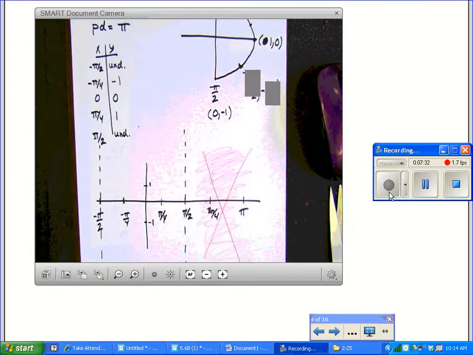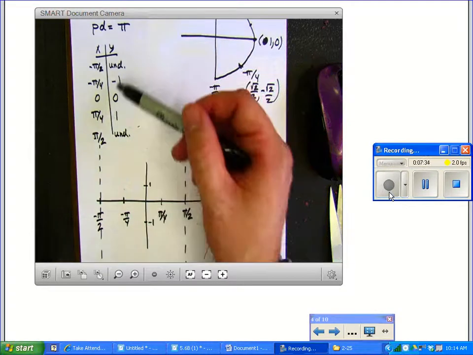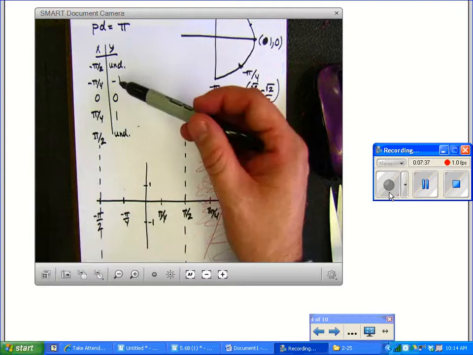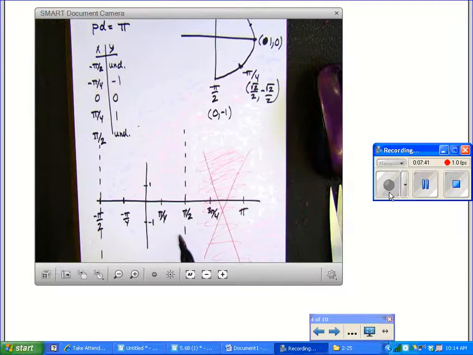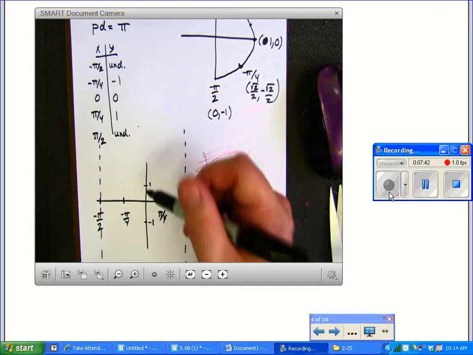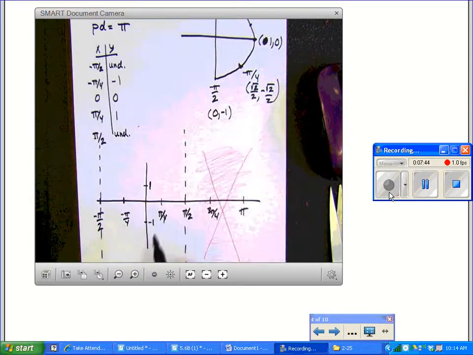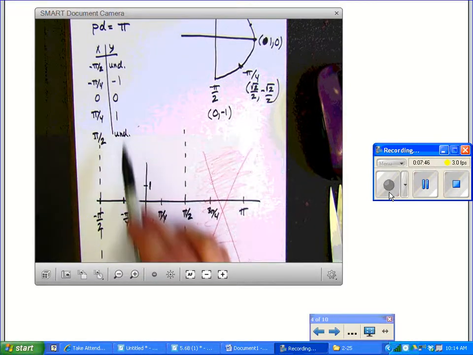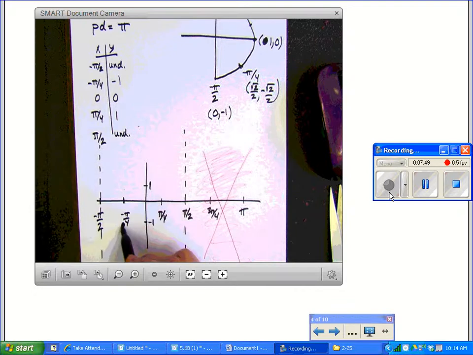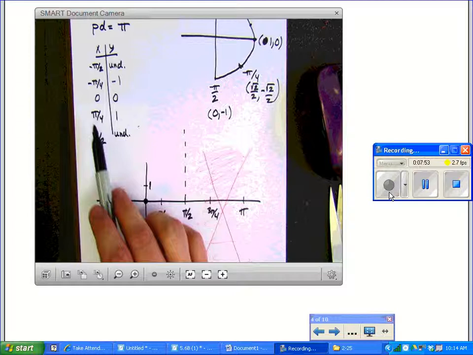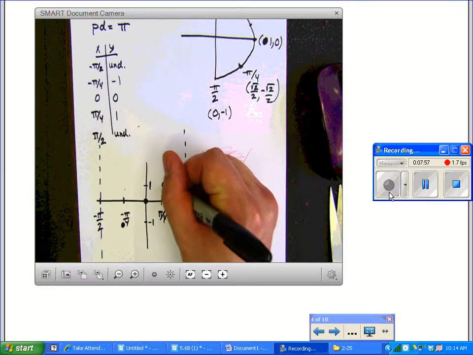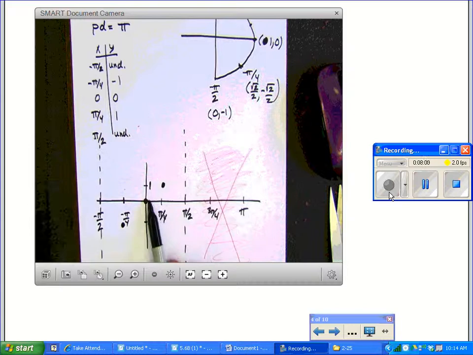Now, let's fill in the points right here. And I'm going to show you a memorization technique where you're not going to have to remember this. And it's pretty good because it's pretty visual. At negative pi over 4, we're down at negative 1 right there. And then we're at the origin, 0, 0. And at pi over 4, we're up at 1. So you see I got 3 points right here.